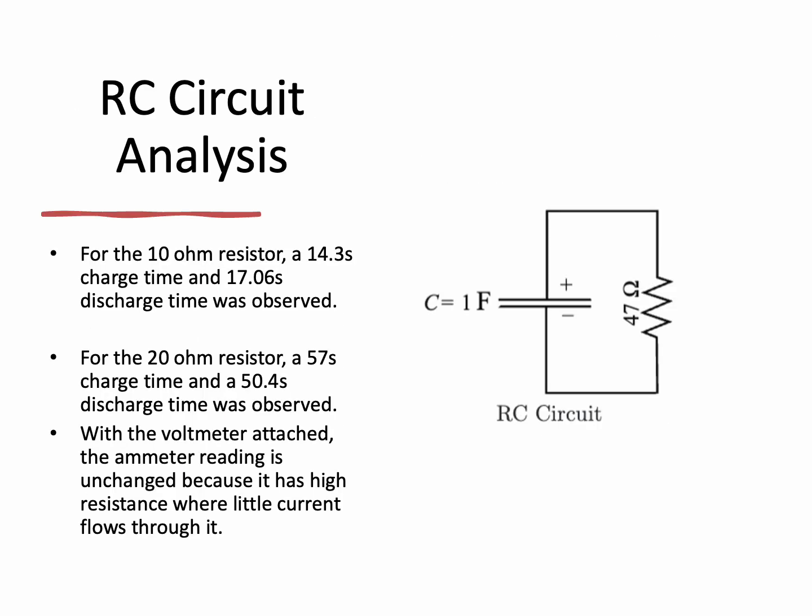Now for the RC circuit, for the 10 ohm resistor, a 14.3 second charge time and about a 17-second discharge time was observed. And for the 20 ohm resistor, a 57-second charge time and a 50-second discharge time was observed. With the voltmeter attached, the ammeter reading is unchanged because the voltmeter has such a high resistance that essentially no current is passing through it. So it's going to measure the same voltage each time.